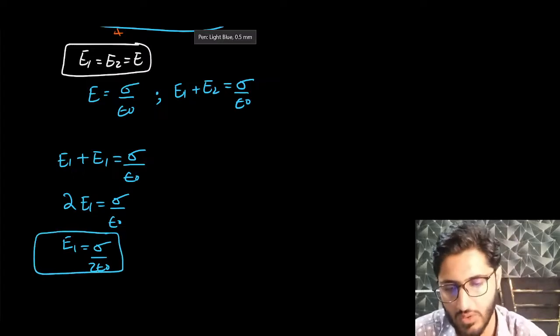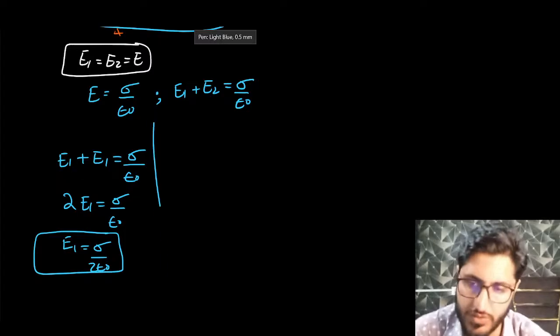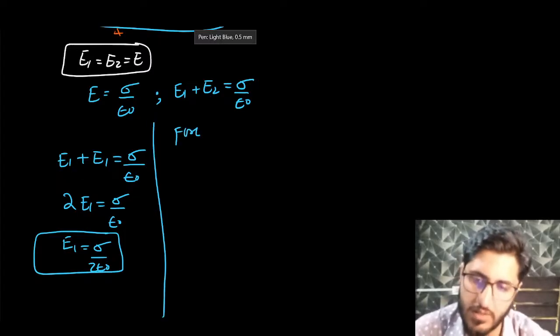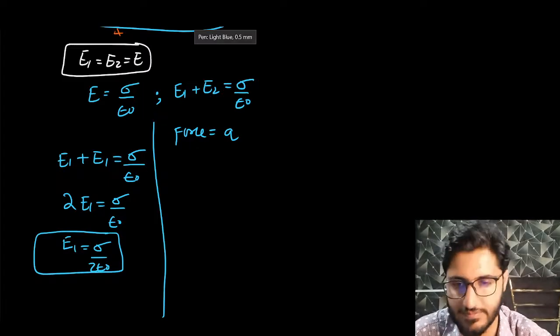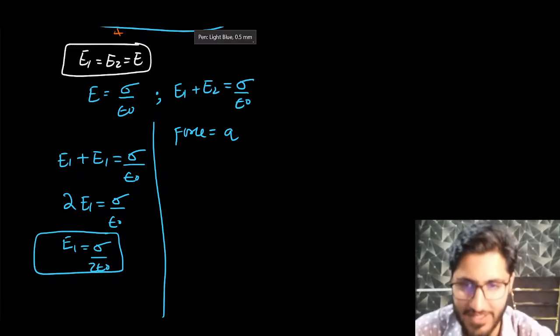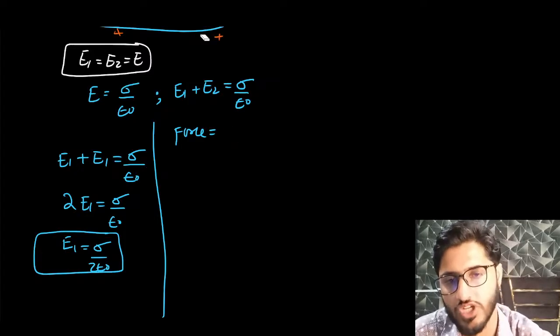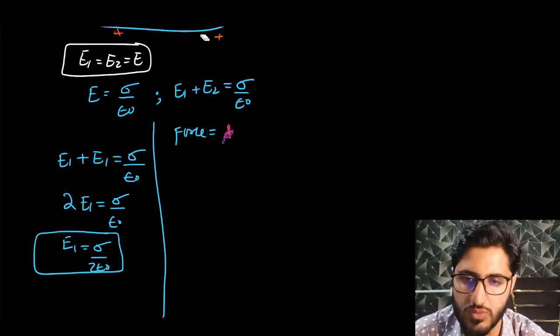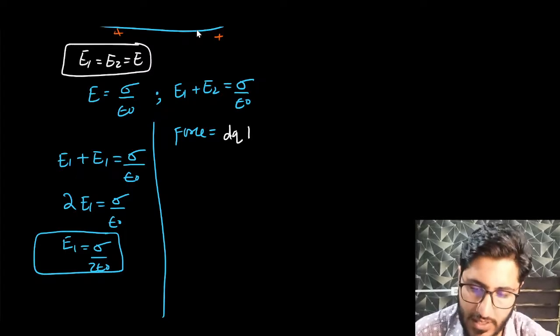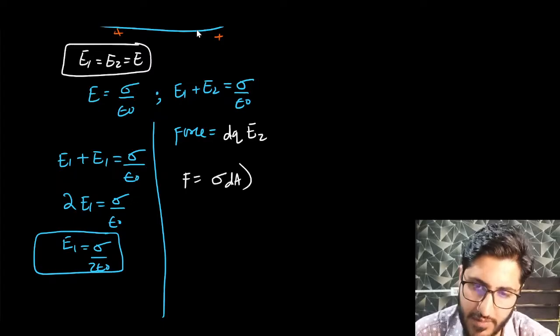Then look now, what is force? Is it charge into electric field? But here we have small elements, so I will write a small charge, dq, into electric field E2. What is charge? Charge density into area. The field is sigma by 2 epsilon naught.